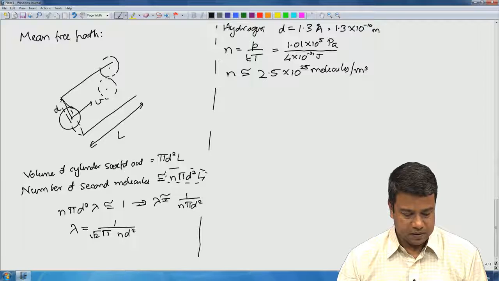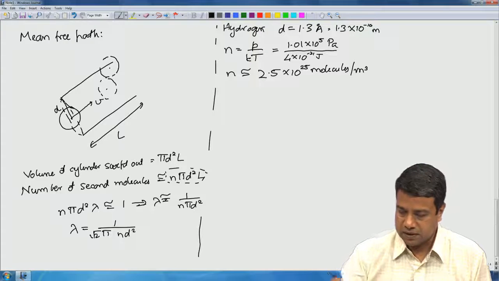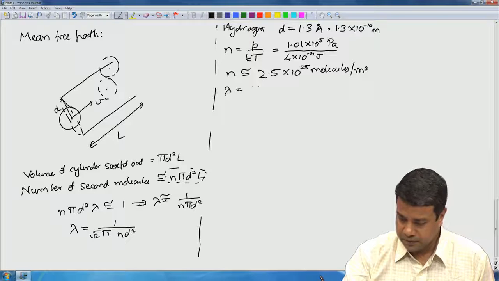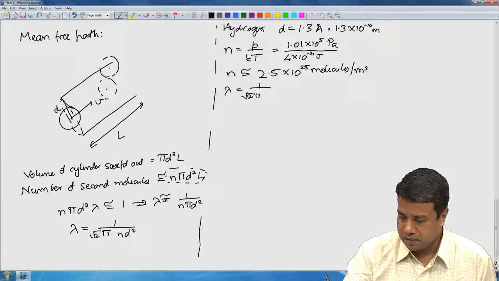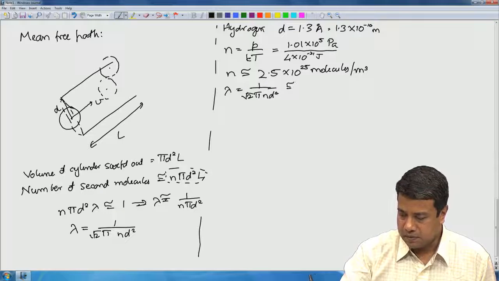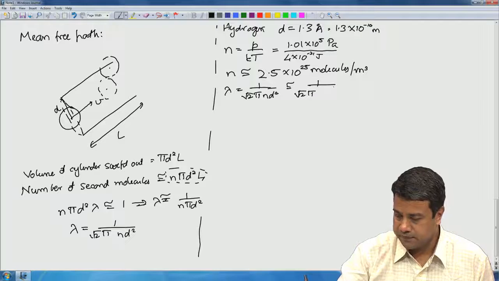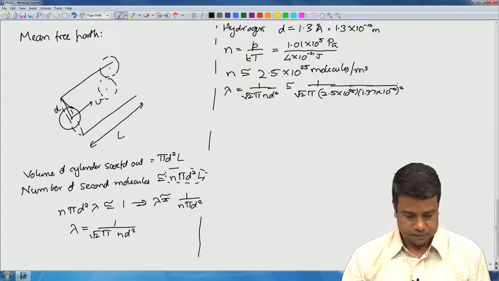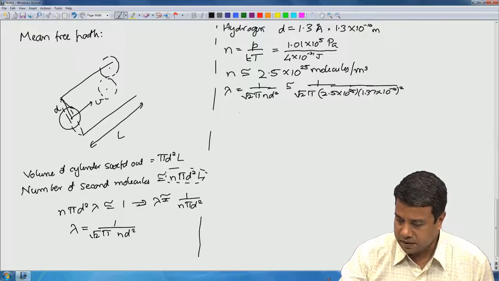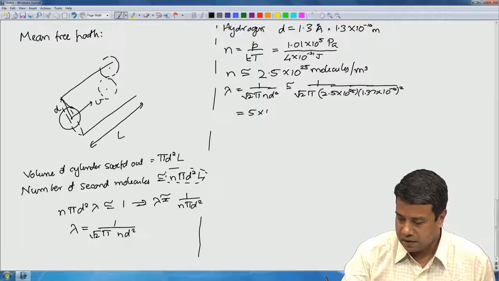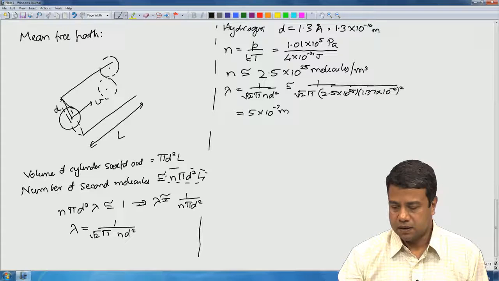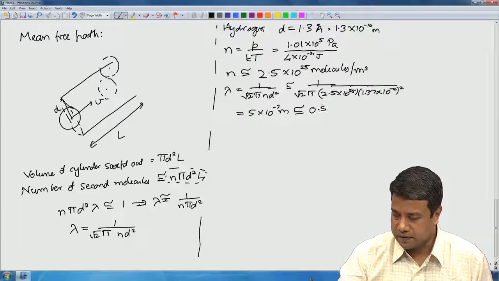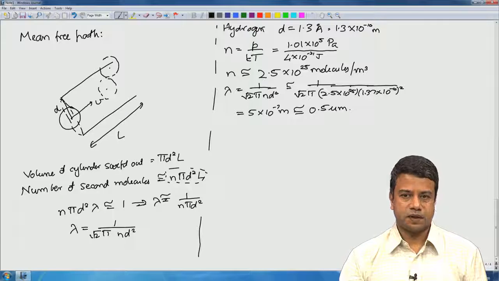Okay. And using that and the diameter of these hydrogen molecules, I can estimate the mean free path. Lambda is equal to 1 by root 2 pi N d square, which is equal to 1 by root 2 pi into 2.5 into 10 power 25 into 1.37 into 10 power minus 10 the whole square. Okay. And this gives me a mean free path of approximately 5 into 10 power minus 7 meters, which is approximately 0.5 micrometers. It is half a micrometer.